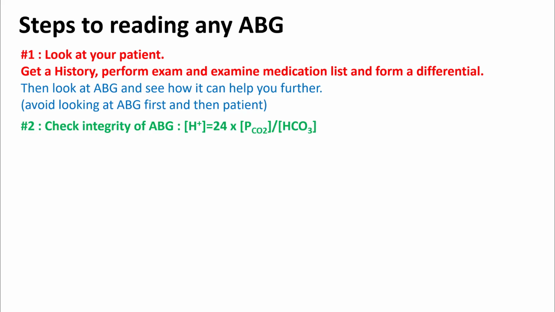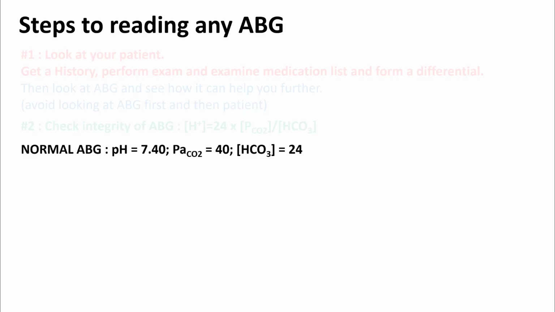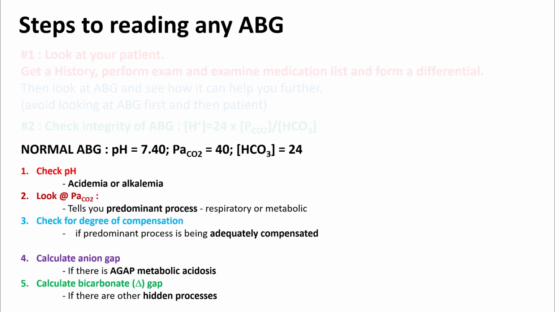Step 1 is to check the integrity of the arterial blood gas using this formula. Most of the time the ABG's reading will be accurate, but on rare occasions the ABG would not make any sense, so it's a good formula to remember. In ABG, when we interpret it, we use discrete numbers rather than a range. So normal pH is 7.4, normal PaCO2 is 40, and normal bicarb is 24.